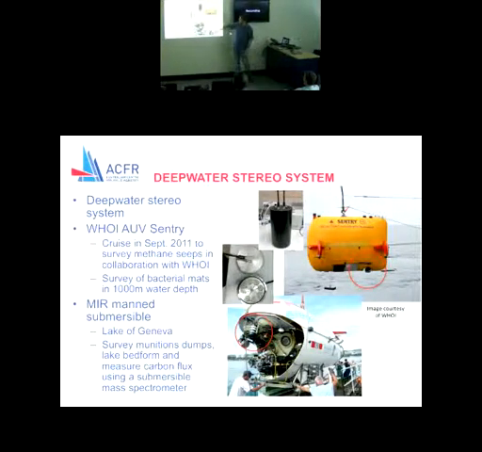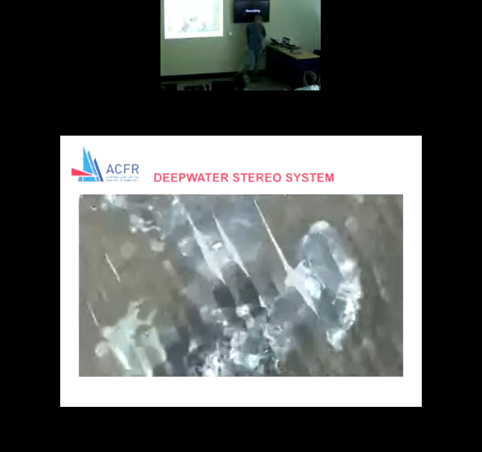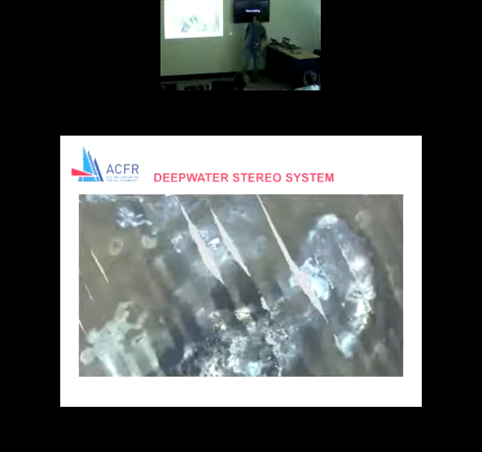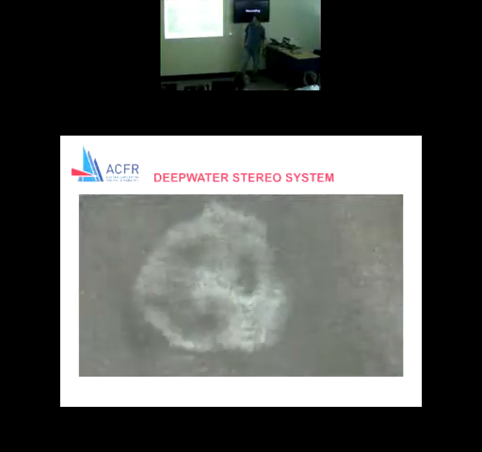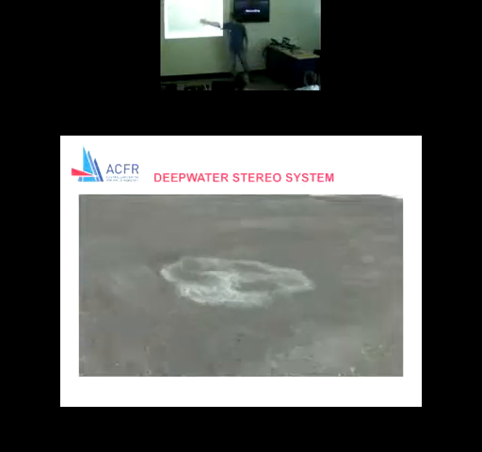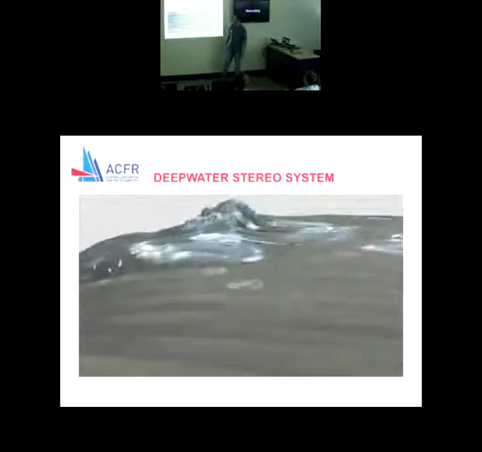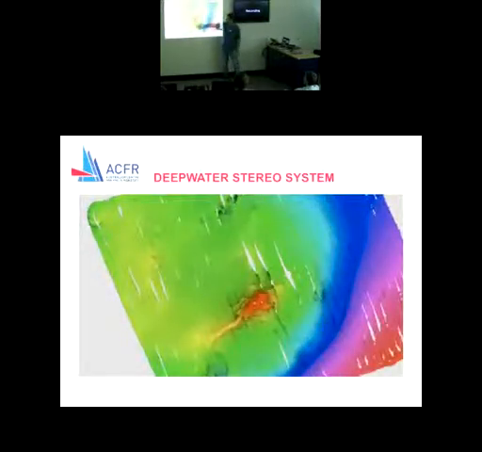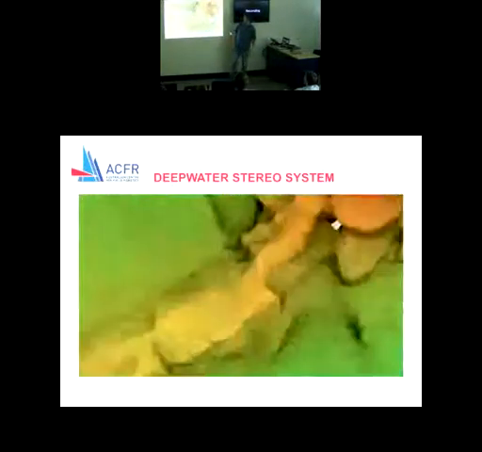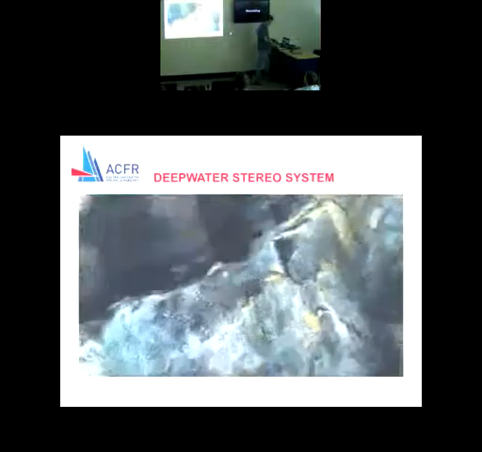So the imaging system here is mounted on the Sentry AUV and on the submersible, basically just strapped on and pushed around. These are surveys of methane seeps in about 1 kilometer of water off the west coast of the US. So these are bacterial mats that are associated with this methane percolating up through the sea floor, and you can see some of the structure of these areas.